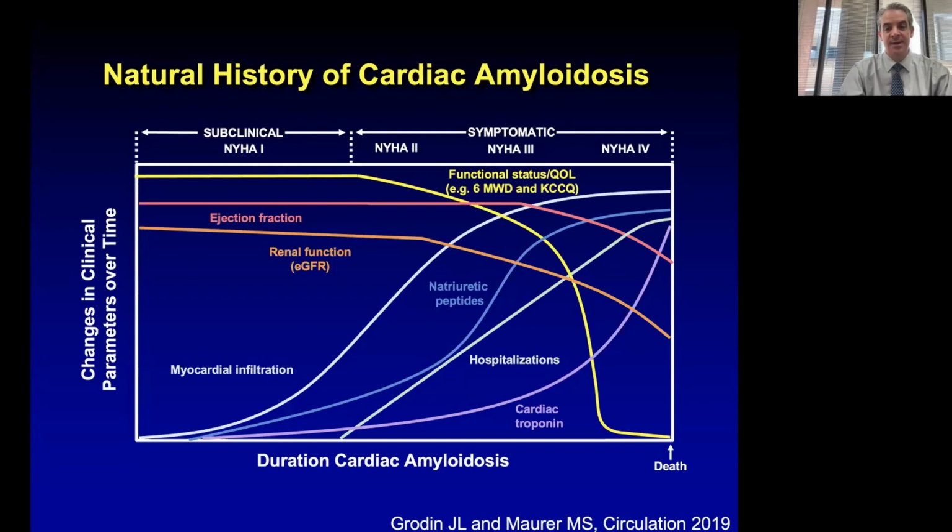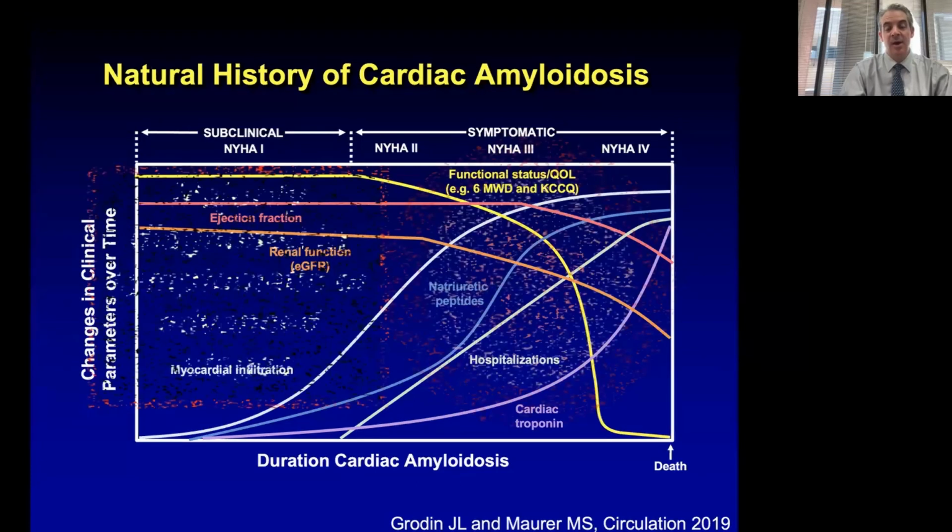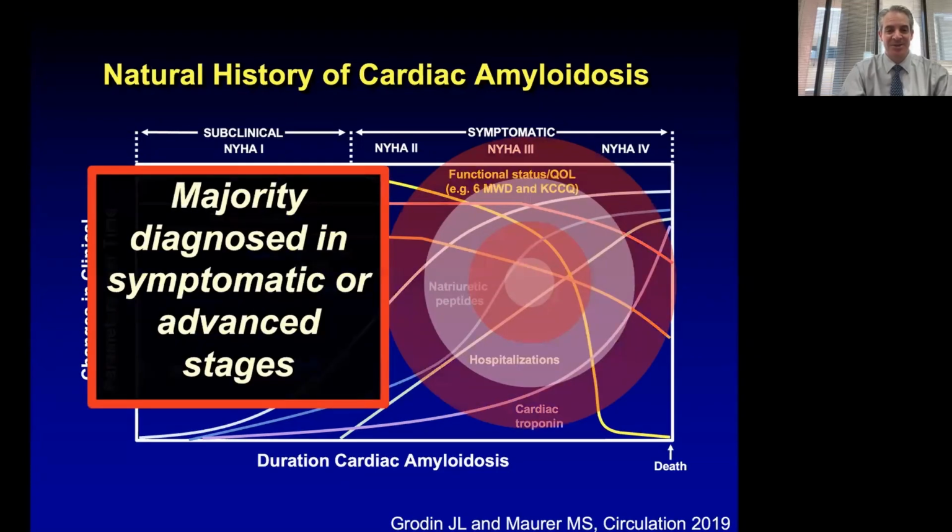And it really isn't until we start to see that people are symptomatic, or maybe even in the pre-symptomatic phase, that we see their cardiac biomarkers go up, natriuretic peptides, cardiac troponins. And then, of course, in the symptomatic phases, we see decline in functional status, quality of life, and we also see increase in hospitalizations until death. Now, unfortunately, the majority of our patients are diagnosed in the symptomatic or advanced stages. And so hopefully some of the clues that I discuss will help us diagnose the disease earlier.